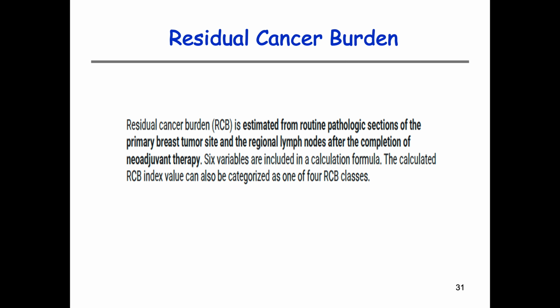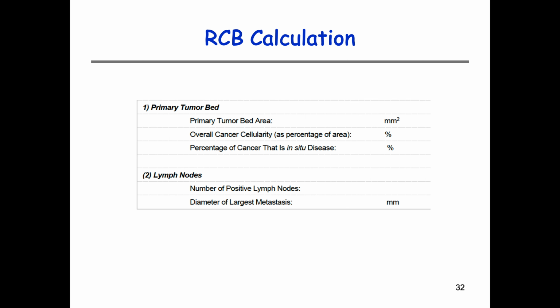Residual cancer burden is estimated from routine path sections of the primary breast tumor site and the regional lymph nodes after the completion of neoadjuvant therapy. 6 variables are included in the calculation formula. The calculated RCB index value can also be categorized as one of 4 RCB classes. So here is an example of the calculation. These data are entered for each section that they get for each patient, and then they have an RCB.